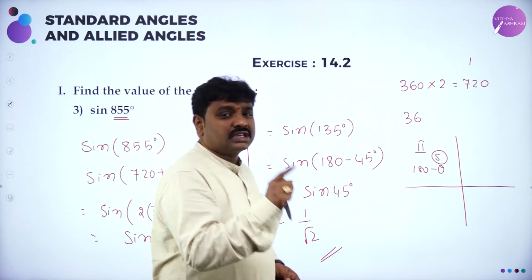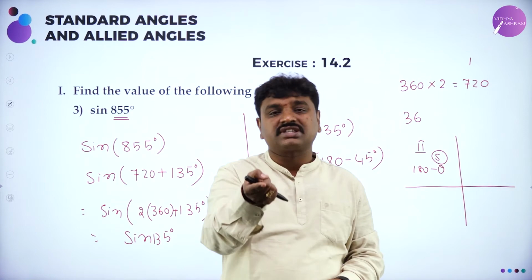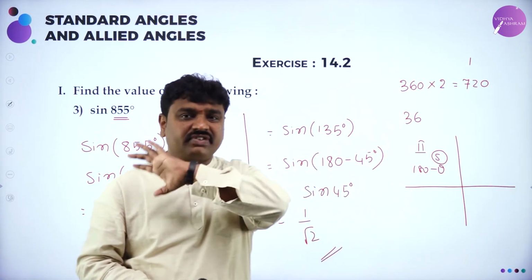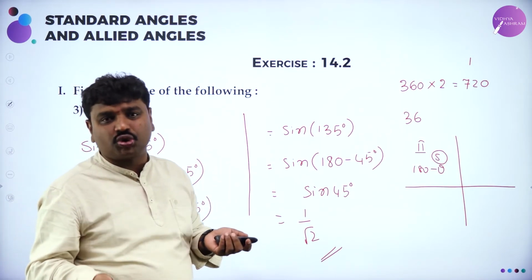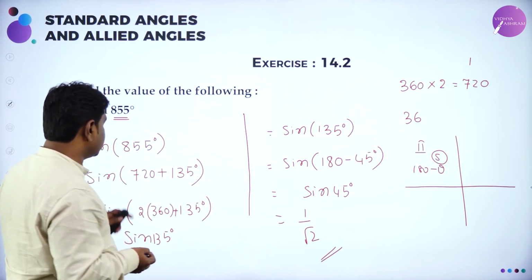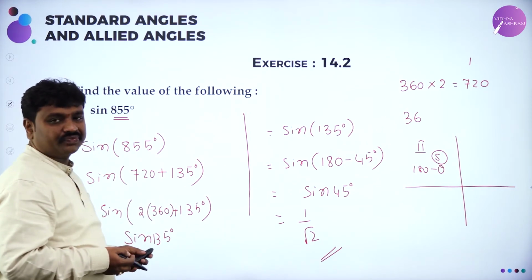My dear students, sine of n times 360 plus or minus theta: the rules are the same as for 360 plus or minus theta. For 360 the function does not change. So when the angle exceeds 360, take the multiple of 360. So now we have 720. 720 is 2 times 360. Sine of 2 times 360 plus theta is the same as sine theta.